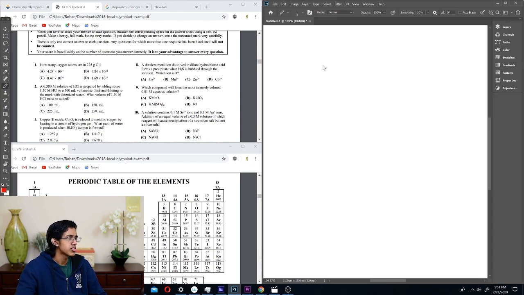Wait, CaS is not soluble? I feel like it is. ZnS, CdS. Yeah, basically calcium is the odd one out, so that should be fine.